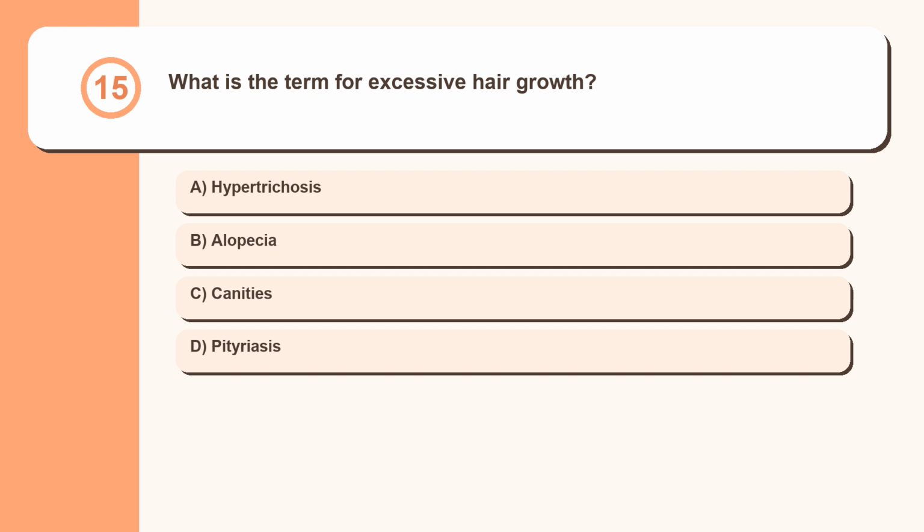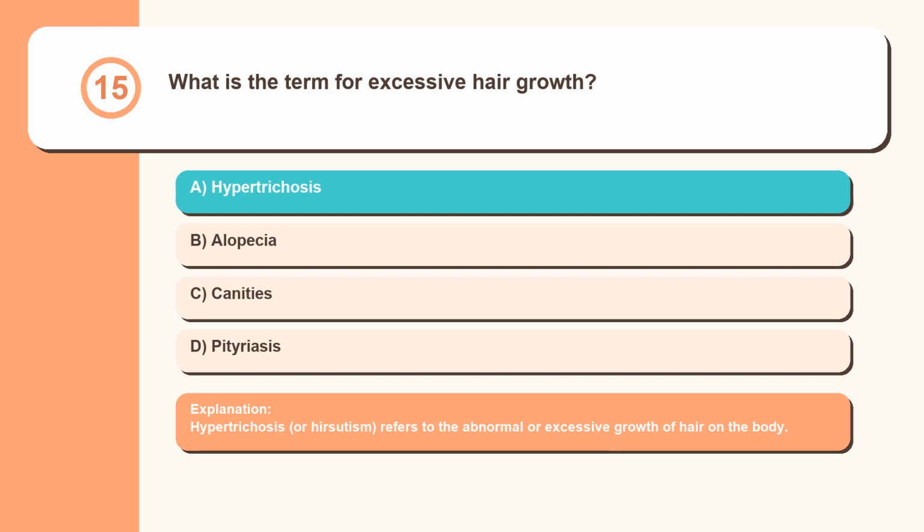Question 15. What is the term for excessive hair growth? Hypertrichosis, alopecia, canities, pityriasis. Hypertrichosis, or hirsutism, refers to the abnormal or excessive growth of hair on the body.